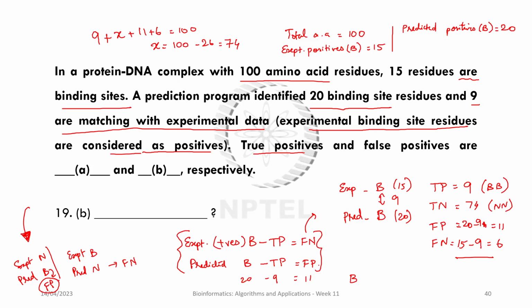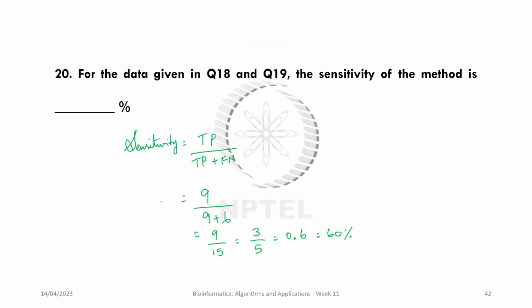Others also who got confused previously can respond. Now they're asking question: true positive and false positives are A and B respectively. So TP is A and FP is B. So from here TP is 9 and false positives are 11. Clear? Moving on for question 20, they're asking what is the sensitivity of this method where you have TP by TP plus FN. So you know it is 9 by 9 plus false negatives where 6.